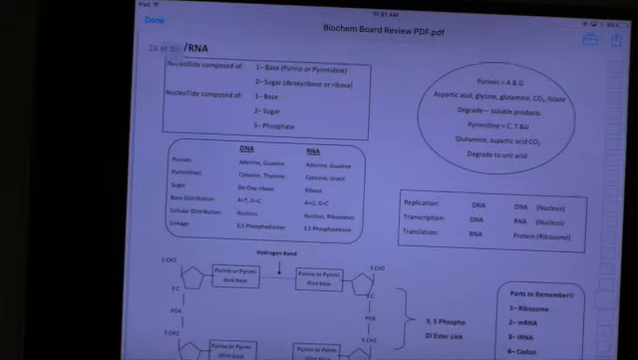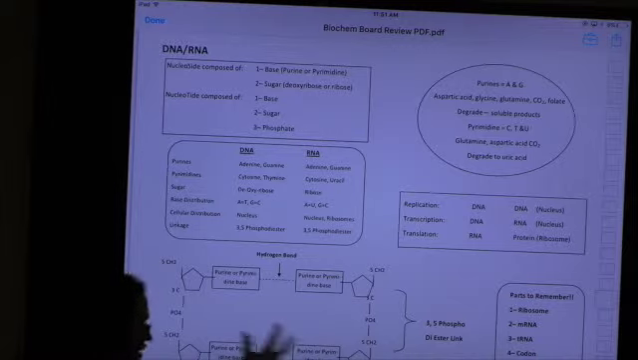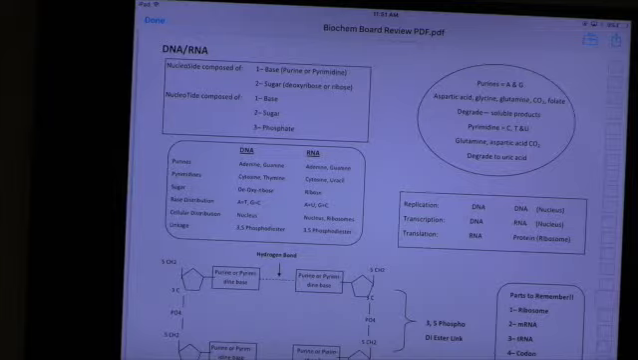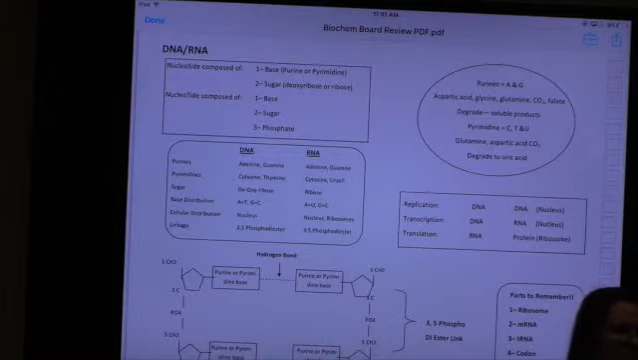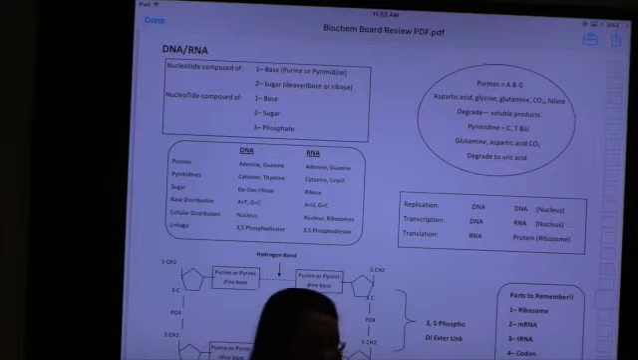More protein stuff. DNA and RNA. So make sure you know the difference between a nucleoside and a nucleotide. What's the difference? Anybody know? Phosphate. So nucleoside doesn't have phosphate. It's going to be a what plus a what? A base plus a sugar, right? So nucleotide is going to be a base plus a sugar plus a phosphate.